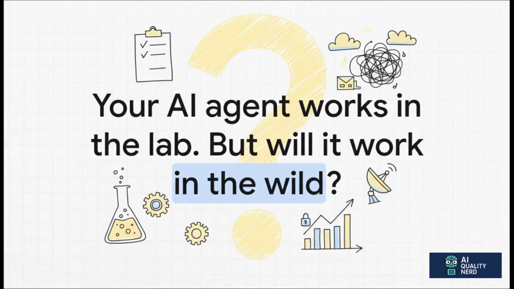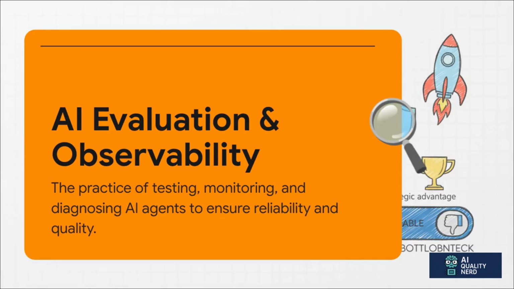Yeah, this is the problem, the one that keeps AI teams up at night. Your agent is a total star performer during development, but the real world, it's messy. It's unpredictable, and making sure your AI doesn't just survive, but actually thrives out in the wild, well, that's the challenge we're going to tackle head-on. So let's get on the same page. What are we really talking about here?